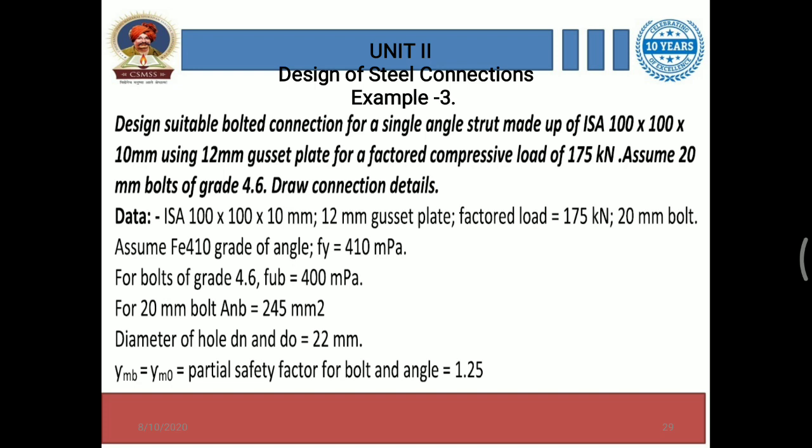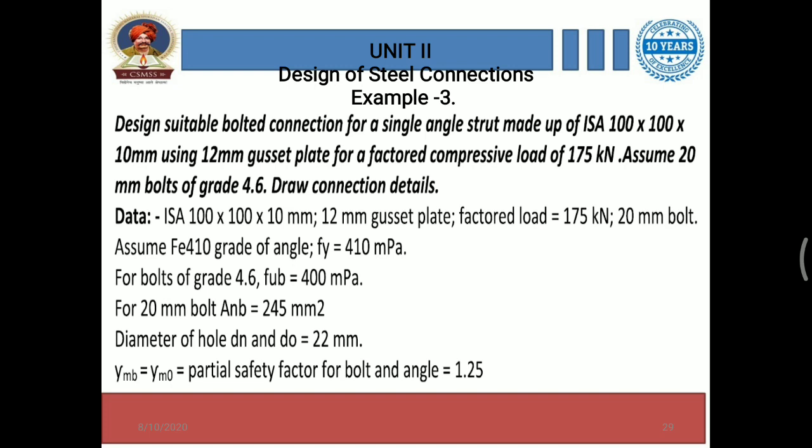Then assume Fe 410 grade of angle. From the 4.6 bolt we directly assume it, and we take it according to IS specifications. Fe 410 means we take fy as 410 MPa or N/mm square, same meaning. For bolts of grade 4.6, fub is 400 MPa or N/mm square. We have already used these terms, fub and fy, in the previous two examples.